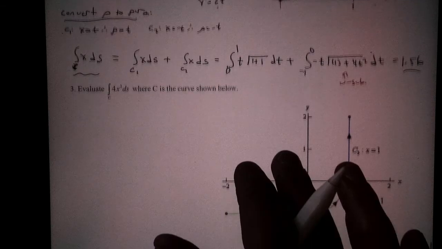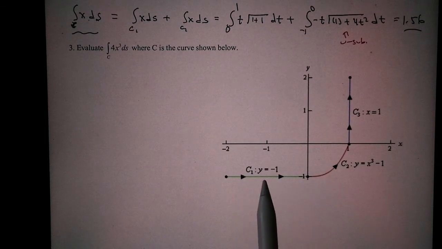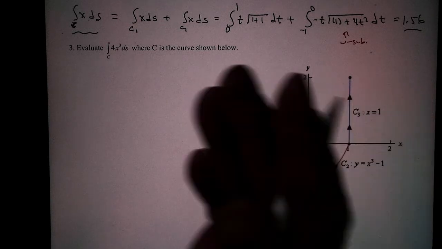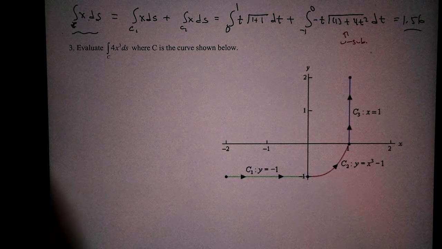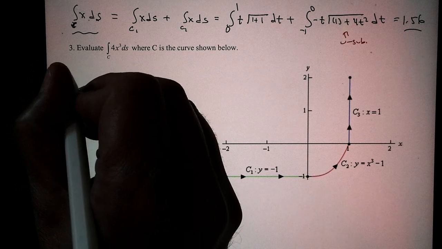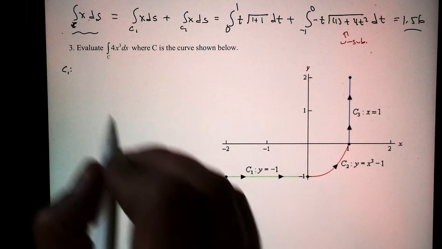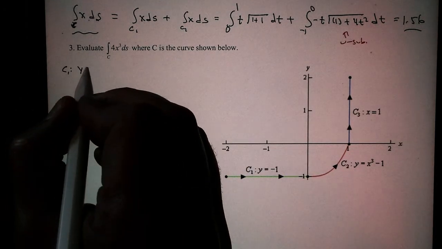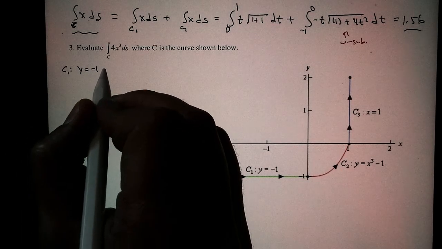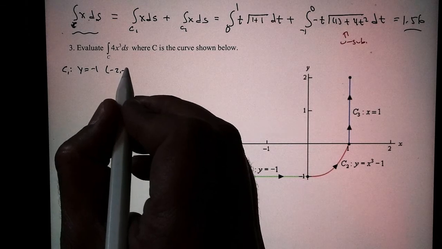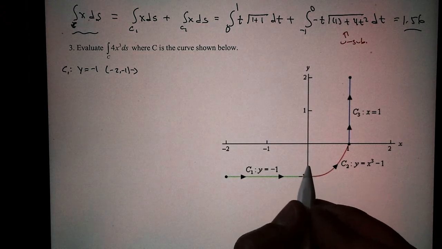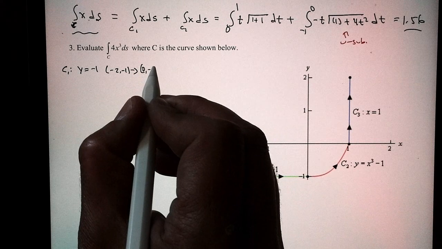So let's take a look at another example. Here we have many more different curves, C1, C2, and C3. So again, we have to convert all of these into parametric form. When looking at C1, it is just the line y equals -1, from the point, looks like -2, -1, ending at the point 0, -1.